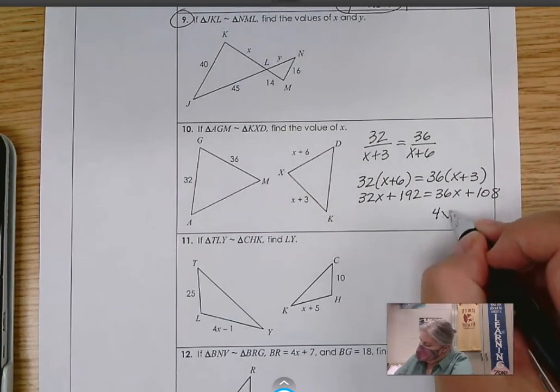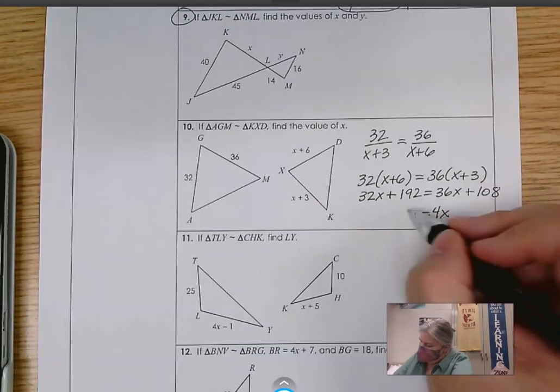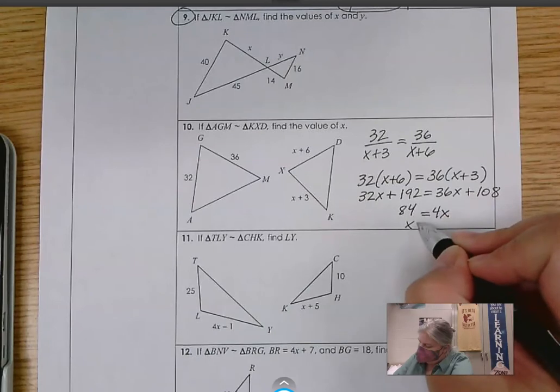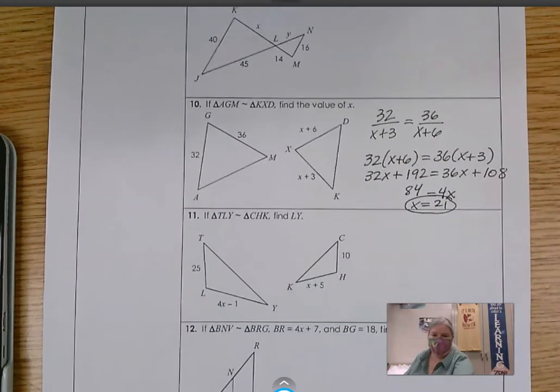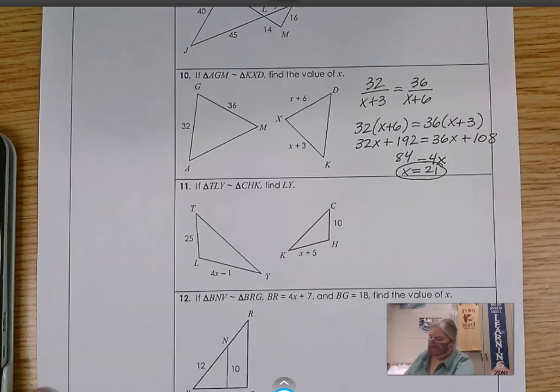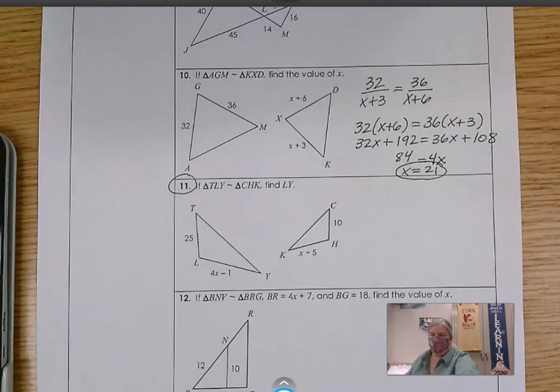So I'll get 4x over here, 84 over here, and I believe x is 21. Okay. Again, guess who's doing number 11? I don't think it's a hard guess, is it?